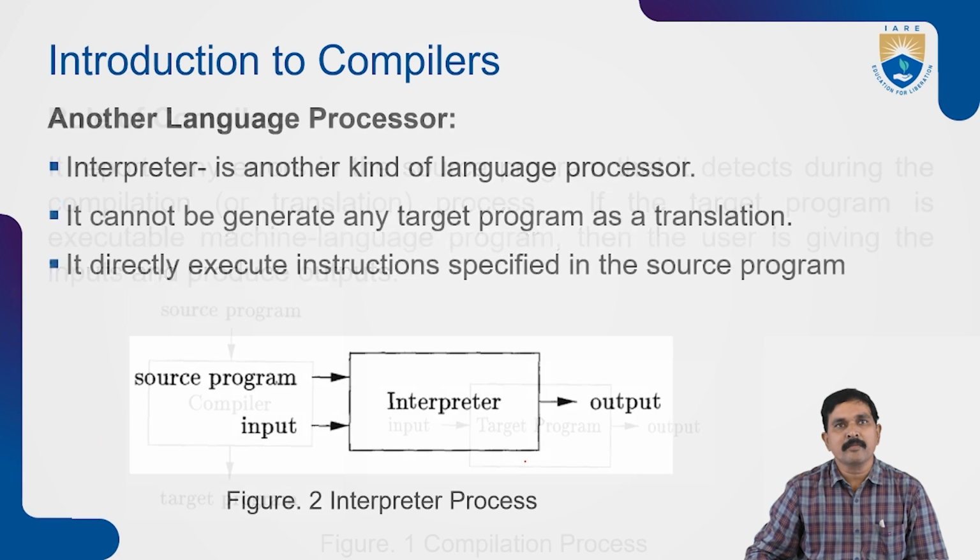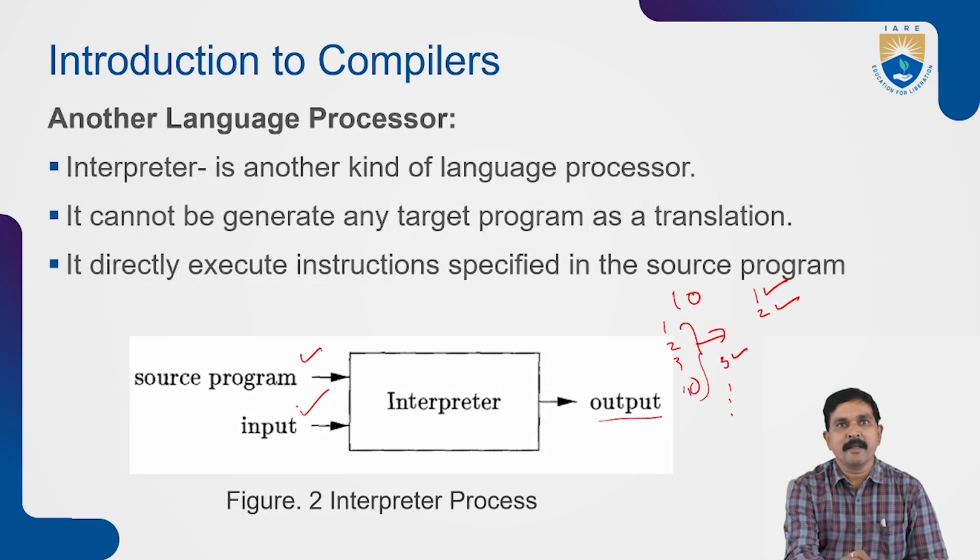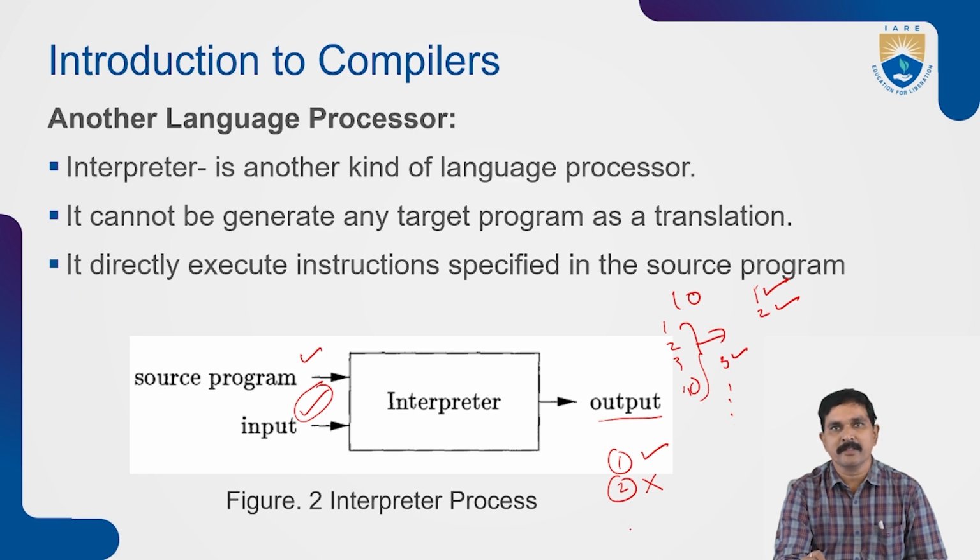So directly the source program is taken, and the input is the values you require, which you get from the user itself or from some other external sources. That's the input data. After taking the input data, you go instruction by instruction. If the first instruction is okay, then you go for the second instruction. Suppose any error is found at the second instruction, you cannot proceed to the remaining third to 10th instructions. So that is the idea of the interpreter.